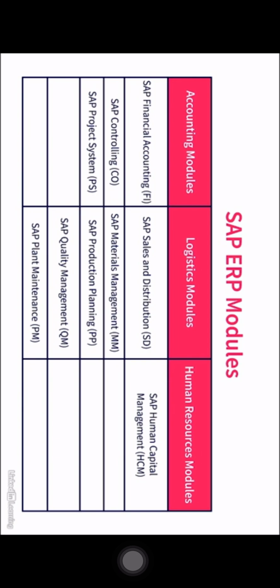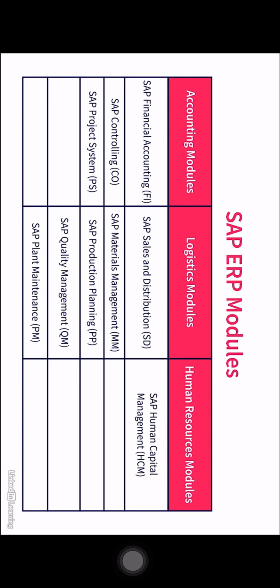A third common accounting module is SAP Project System. This module houses project planning, project monitoring, and project costing functionality. The next group are logistics modules. SAP Sales and Distribution has sales order processing and shipping.